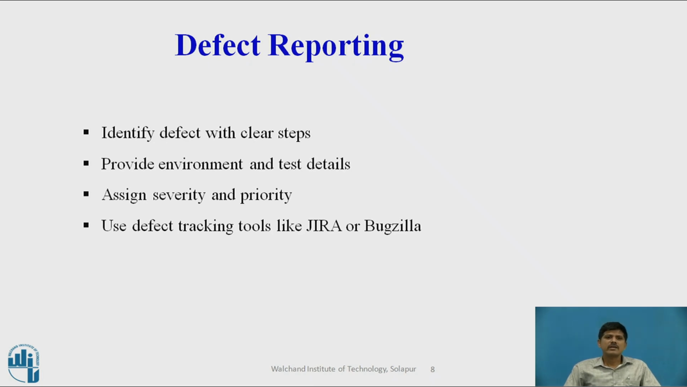And while raising the bug, we need to assign the severity and priority properly. Here severity means how badly that defect is going to affect the functionality of the application, and priority means how quickly we are going to fix that bug. Use defect tracking tools like Jira or Bugzilla for effective tracking of the bug and fixing the bug.